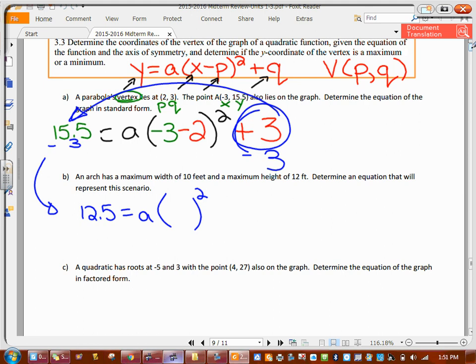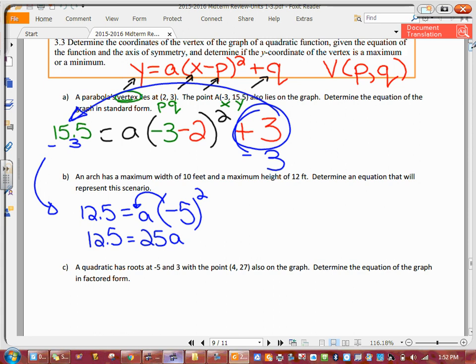So now it becomes the coefficient of A. So we have 12.5 equals 25 A's. And now we literally just divide by the number in front of the variable A. So now I'm going to divide by 25 to both sides to get rid of it. And now I'm going to get A is equal to 0.5. A is equal to 0.5.